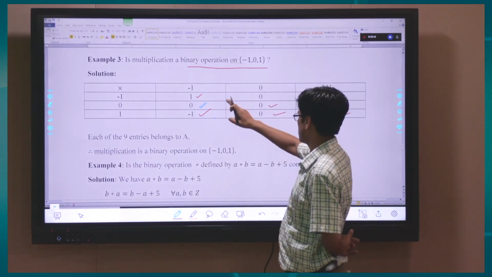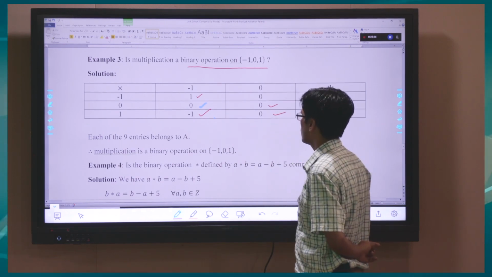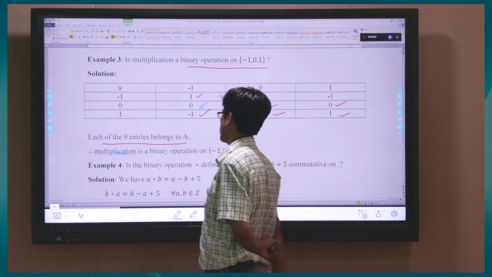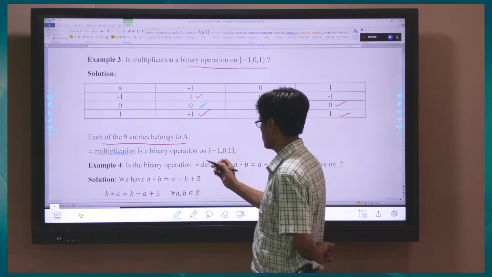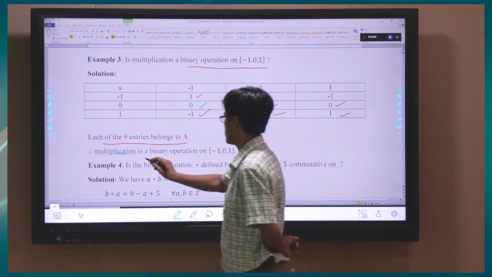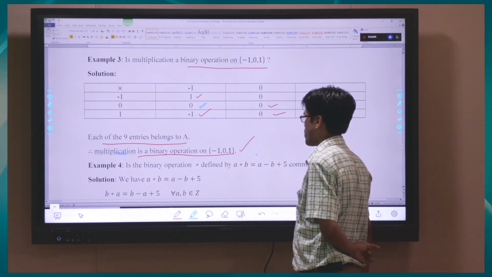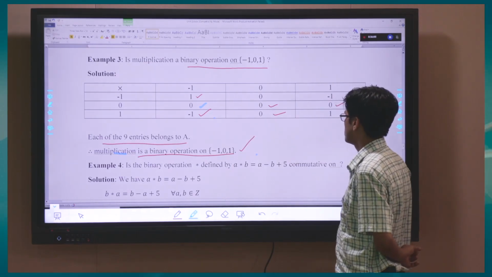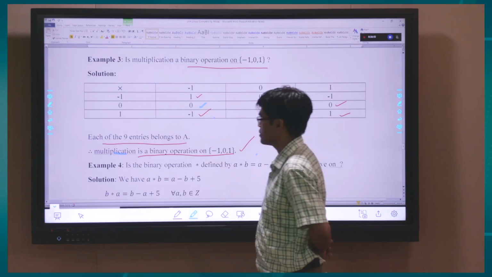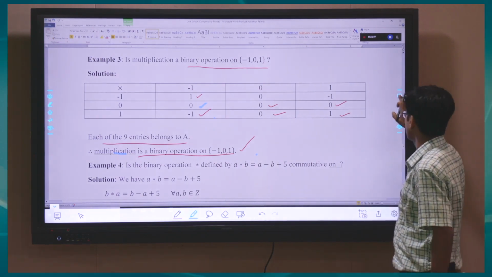You see all these 9 elements also belong to this set. Each of the 9 entries also belongs to E. So since all the elements belong to this set, therefore multiplication is a binary operation on this set. If the set consists of a small number of elements, then we can apply this table, which is called an operation table or composition table.